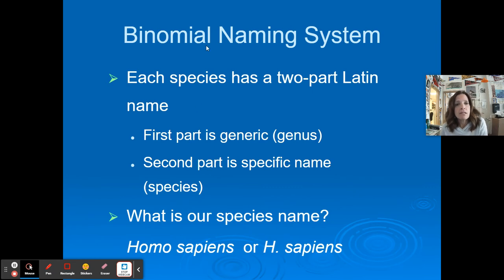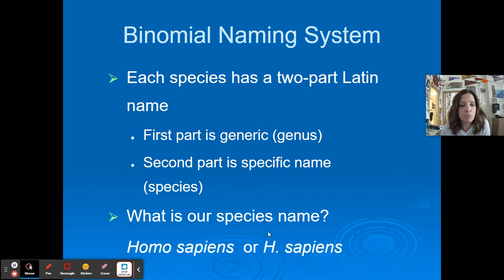So this is something that you just need to know as a biology student and as a human. And that's how we name things. So each species has a two-part Latin name. The first is the genus, and that's more general. And the second is specific, and that's why it's called species.